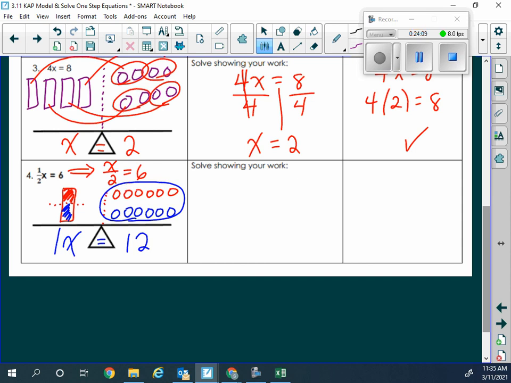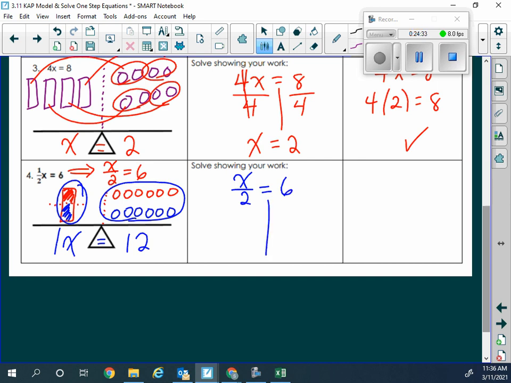Okay, so let's go through that one more time. When it was a fraction, I cut it in half in this case. And if the top half was equal to 6, then the bottom half was also equal to 6. So then that means 1 whole would equal all of these. Okay, let's write it down algebraically.